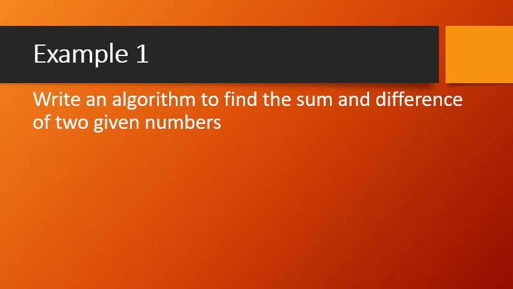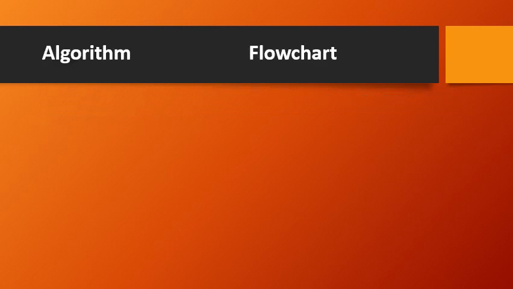So the problem given is we will have two numbers and we need to find the sum of two numbers, that is we need to add them, and second is find the difference, that is first number subtract second number. As we know, the algorithm means a step-by-step procedure. Finite number of procedures I need to write.